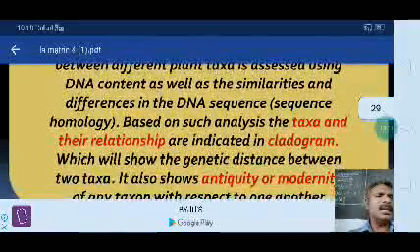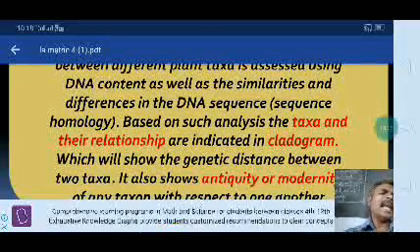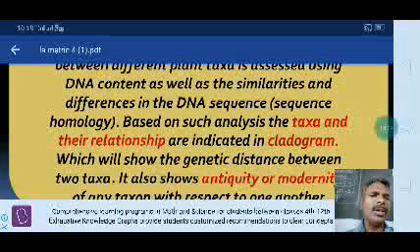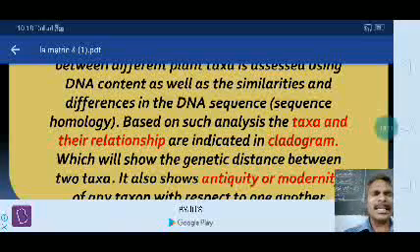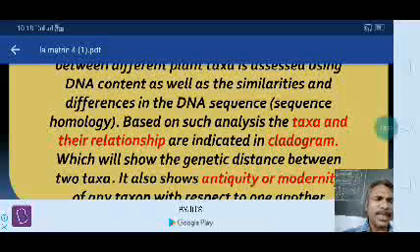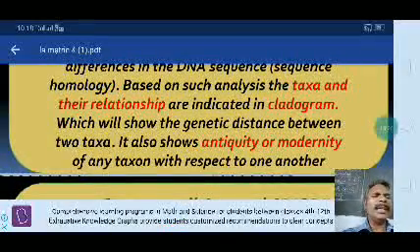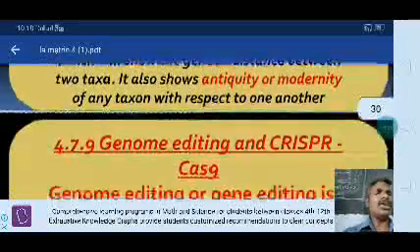Based on such analysis, taxa and their relationships are indicated in a cladogram. Underline that word cladogram in your book. It is a graph which shows the genetic distance between the two taxa. It also shows the antiquity or modernity of any taxa with respect to one another.